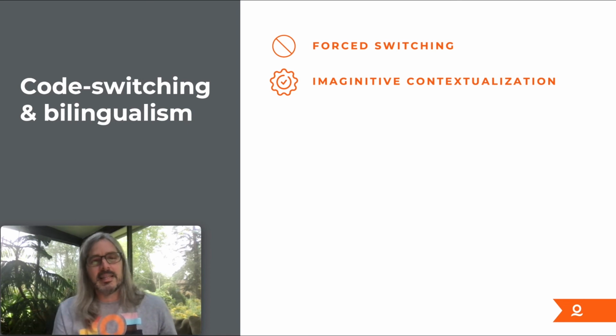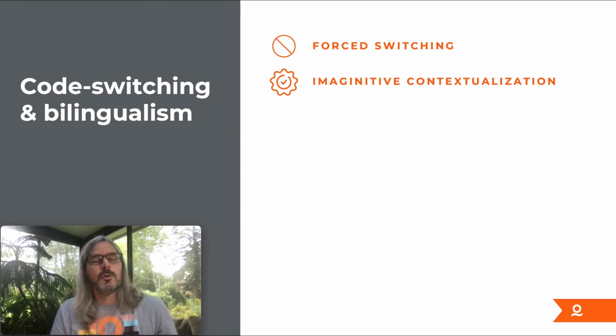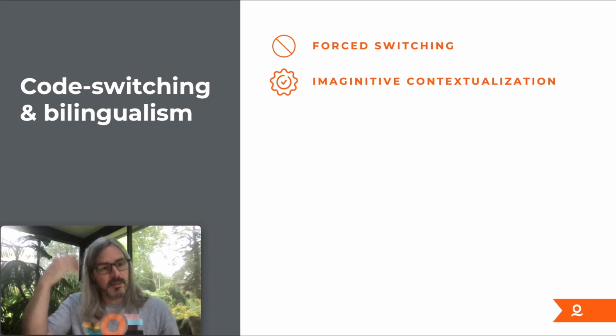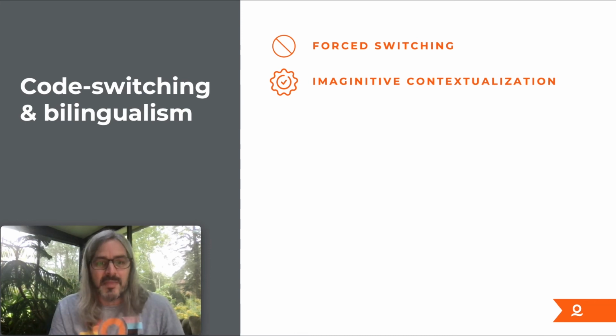So when we're developing data sets, we want to have code switching, reflections of bilingualism, but we don't want it to be forced. So one way that you can do that is through imaginative contextualization. So again, writing prompts that place someone in a mental frame of reference that might solicit or elicit from them a code switching utterance. So we want to promote, but without forcing somebody to perform for us.